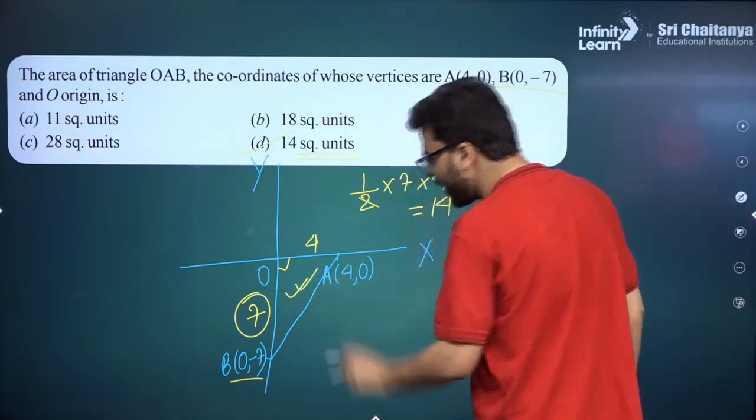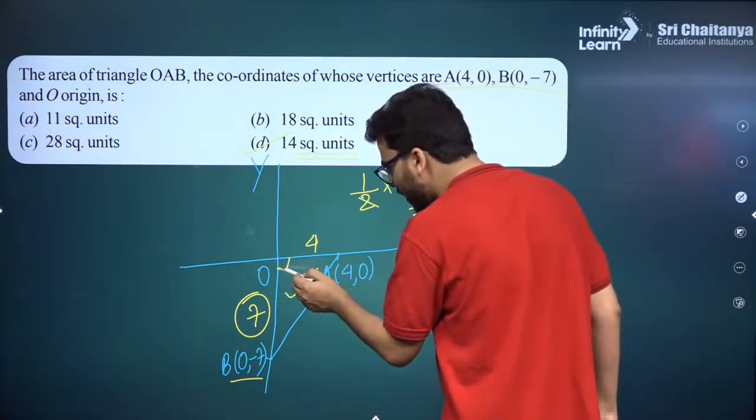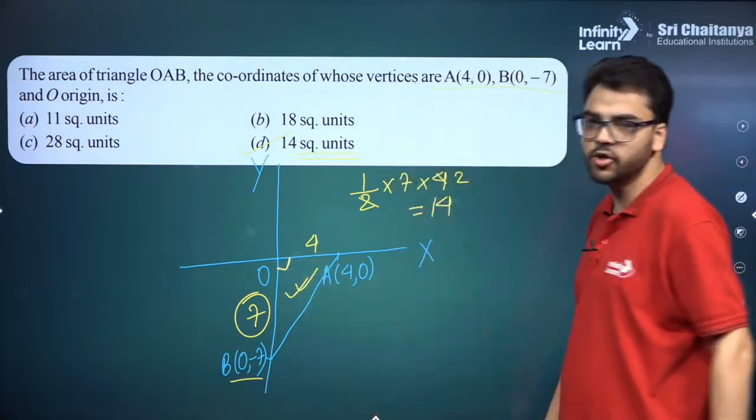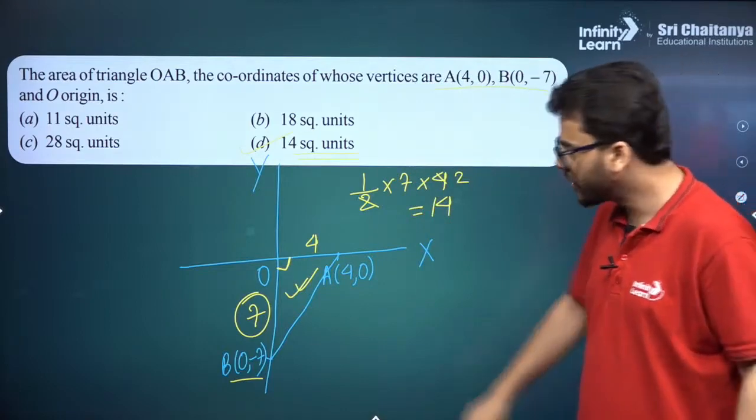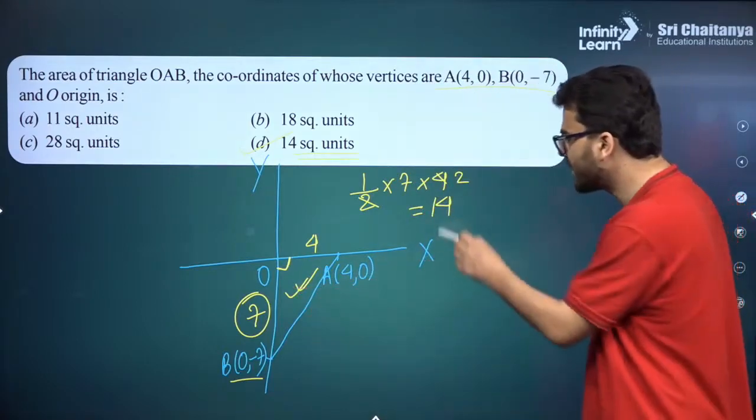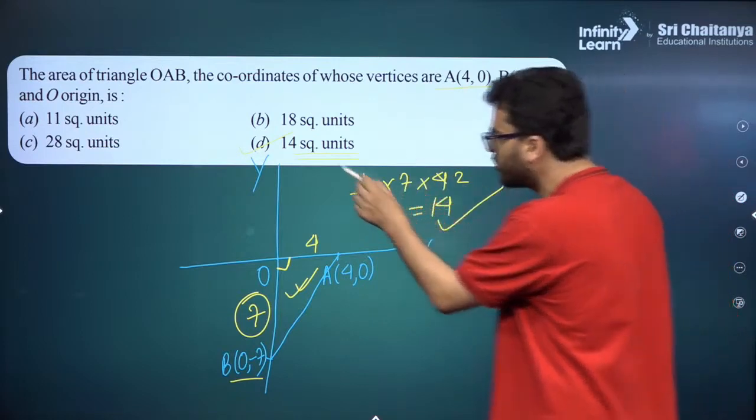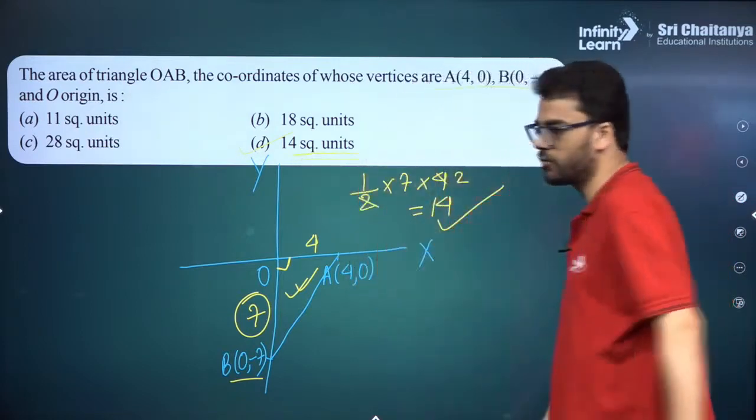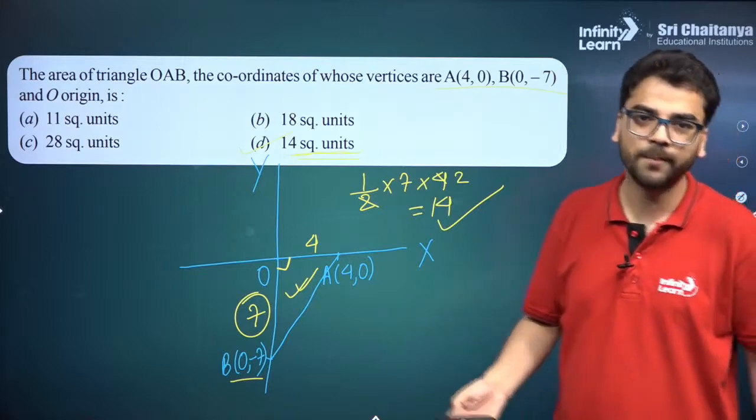Now we have to find the area of this right angled triangle, because you know that the coordinate axes are mutually perpendicular to each other. So the area of a triangle is half into base into height, that you can easily find. So therefore its area is 14. Don't forget to write the units correctly, square units over here. I hope it is clear now.